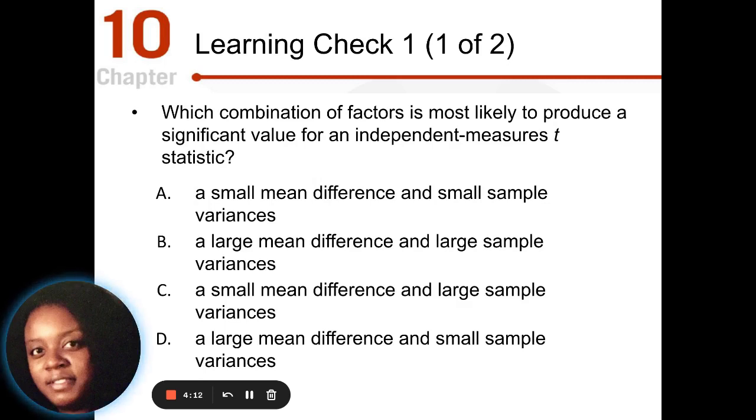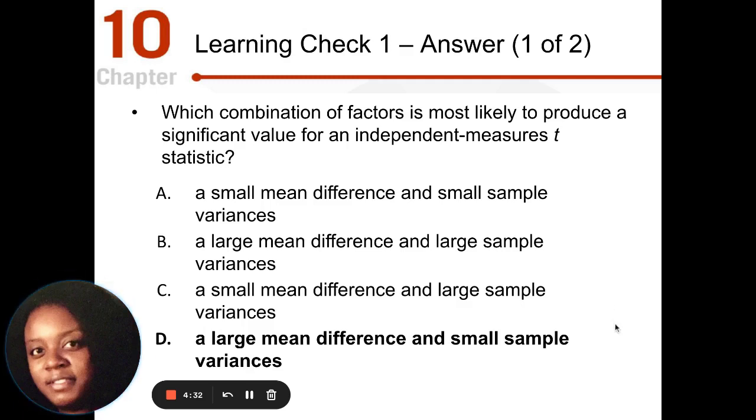So let's go ahead and do a learning check. Which combination of factors is most likely to produce a significant value for an independent measures t statistic? Go ahead and think for a moment about that. And the correct answer is going to be D, a large mean difference and a small sample variance.